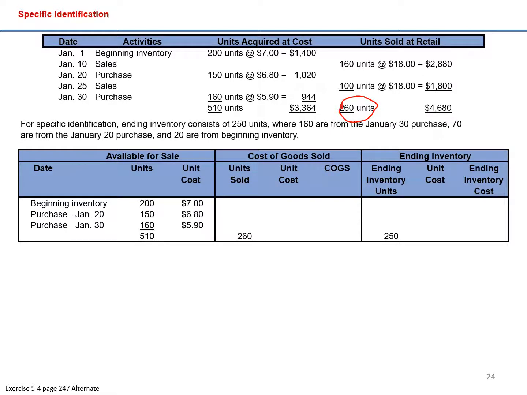They tell us our ending inventory has 160 units from the 30th purchase, 70 from January 20th, and 20 from beginning inventory. Which means 200 minus 20, we have 180 in cost of goods sold. 150 available for sale, less 70 is 80 for cost of goods sold. And then 160, we have all 160 still sitting in ending inventory, so we didn't sell any of those, so that's 0. Then you apply your cost for each of the lines, sum them up, 1,804 cost of goods sold. And then for ending inventory, same thing, sum them up, 1,560.